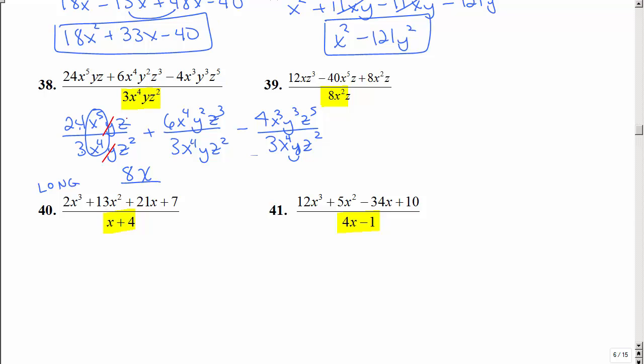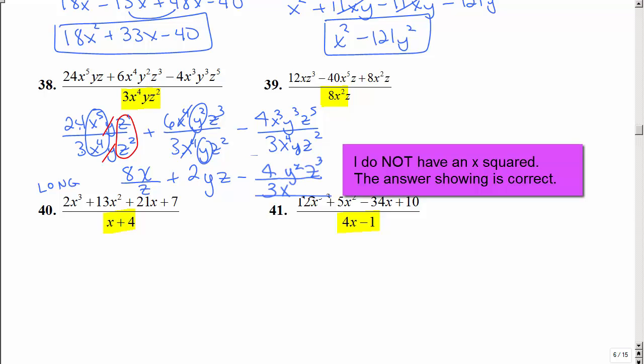And just like I did above, the z's, there's more z's on the bottom, so I'm going to keep the z on the bottom. 2 minus 1 is 1. Then 6 divided by 3 is 2. Those cancel out. The y's keep the base, subtract. The z's keep the base, subtract. Then a 4 and 3 do not reduce. I have an x squared, a y squared, and a z cubed. So those are really ugly answers.